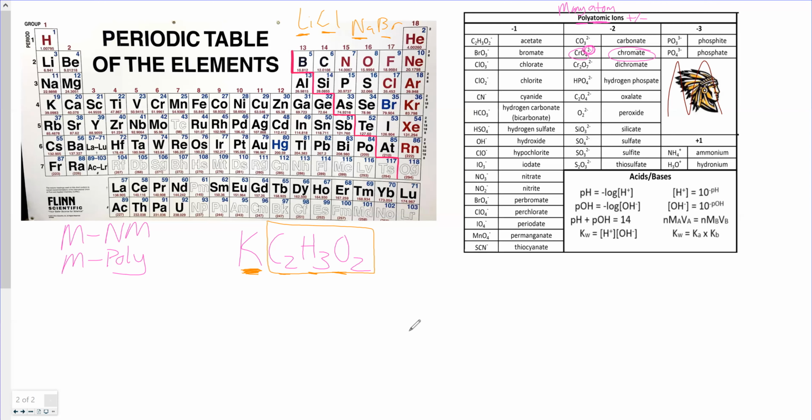All right, so, Paul, how about K? What element is that? Potassium. It is potassium. All right, we've named the K now. Now, you guys look on your table of polyatomics and tell me where you see something that looks like C2H3O2, and tell me what the name of it is.